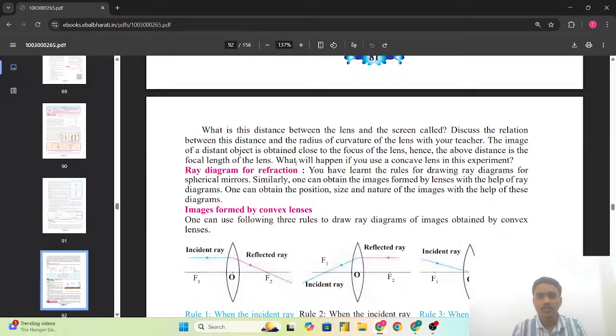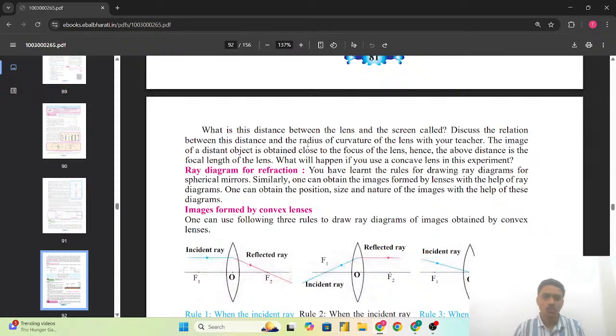What is the distance between the lens and the screen called? Discuss the relation between this distance and the radius of curvature of the lens with your teacher. The image of the distant object is obtained close to the focus of the lens. Hence, the above distance is the focal length of the lens. What will happen if we use a concave lens in this experiment?